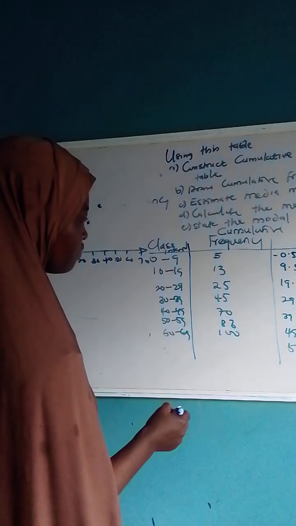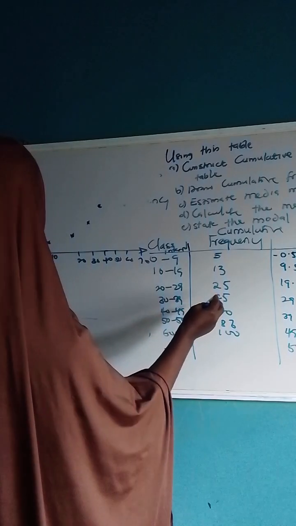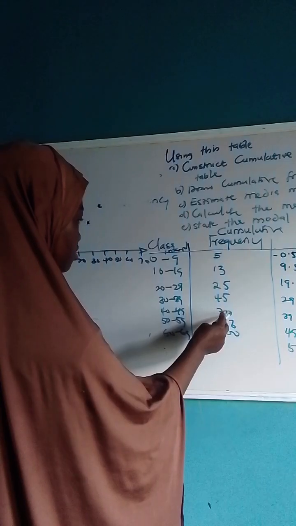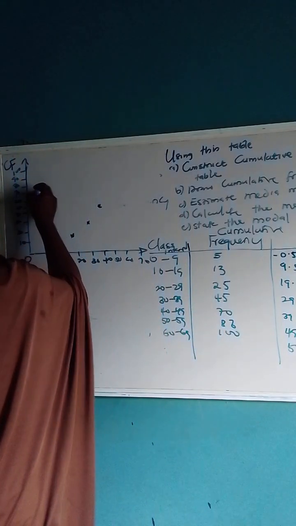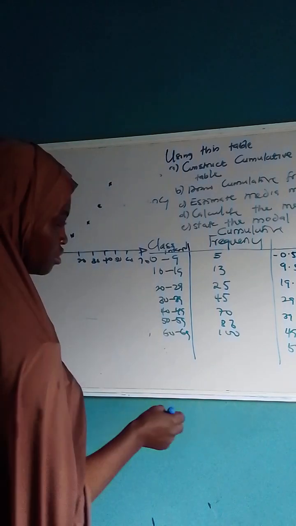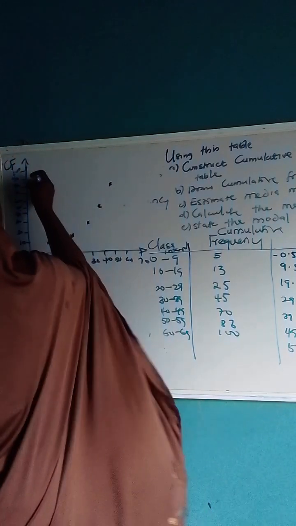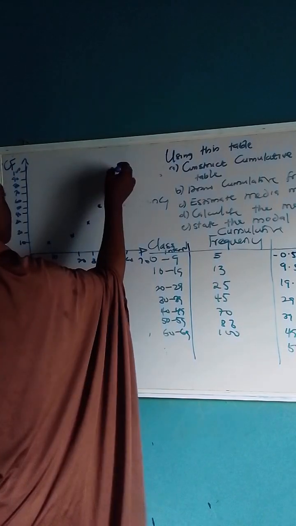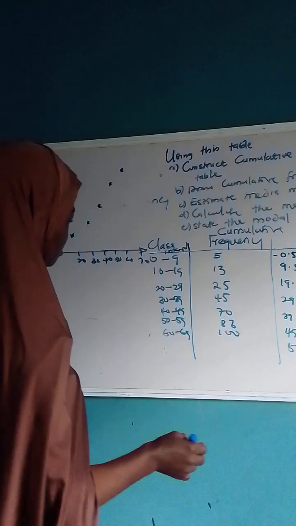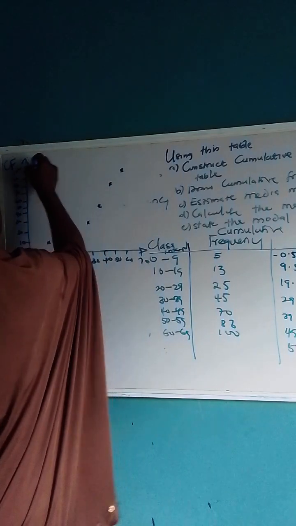Then 49.5, we have 70. So just come to this place. Then 59.5, 88. Then 69.5, 100.